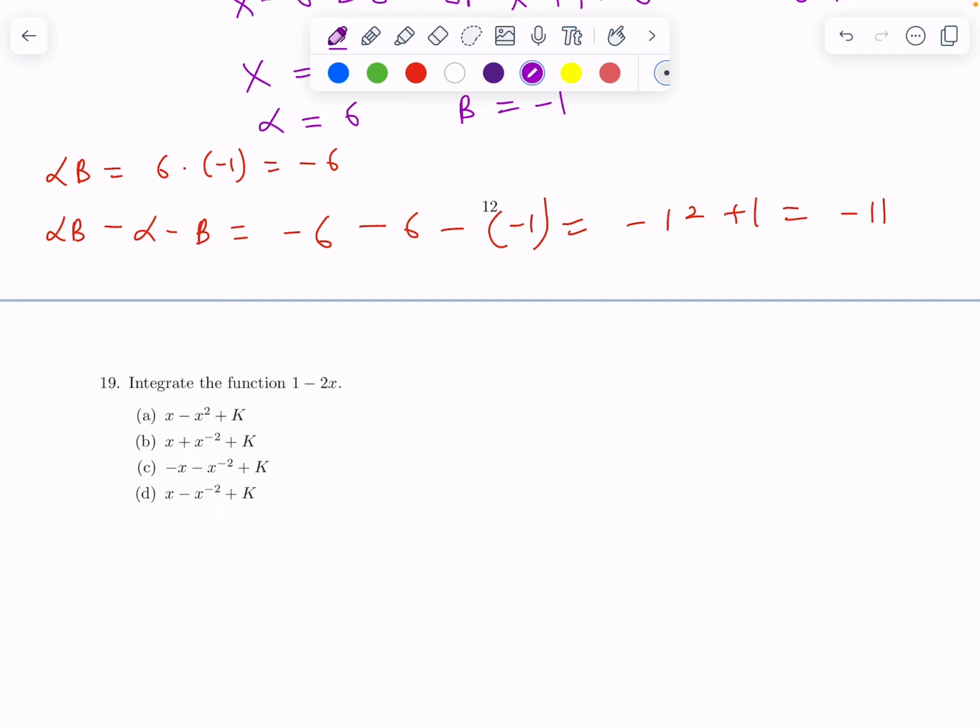Number 19, we want to integrate this function. So I have the integral of 1 minus 2x dx, right? The integral of a constant is usually x, right? And how do I get x? Let me just explain this. I can write this 1 as the same thing as x to the power of 0, right? So I can write x to the power of 0 minus 2x dx, right?